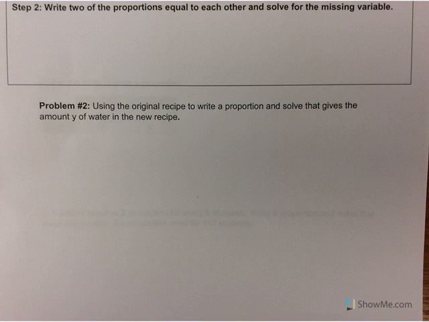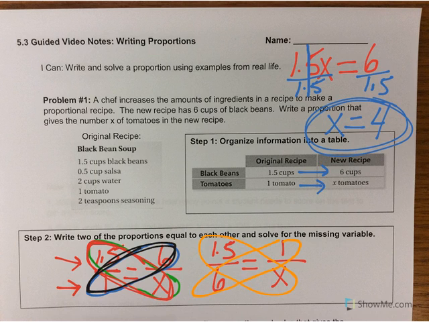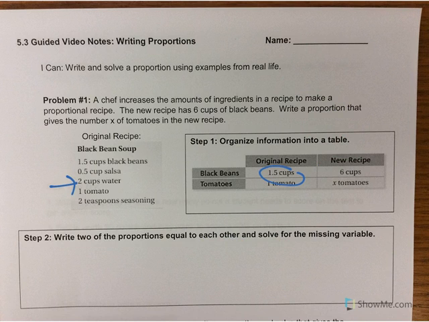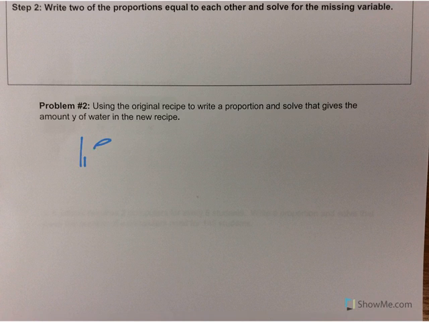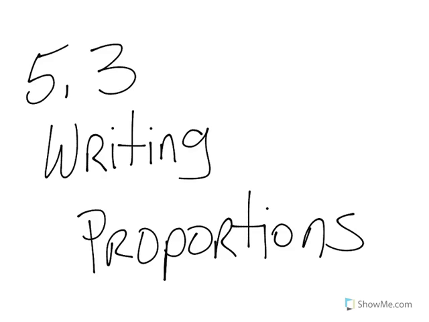Now it says using the original recipe to write a proportion and solve that gives the amount Y of water in the new recipe. So if we go back to this original here, the first problem, here's our original recipe. There's 2 cups of water in the original recipe, and we want to know how many cups of water will be in the new one. So we can still use the number of cups of black beans here to write our proportion. So we know that there are 1.5 cups of beans in the original, and we know that there were 6 cups in the new recipe.